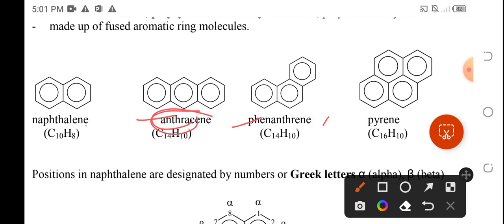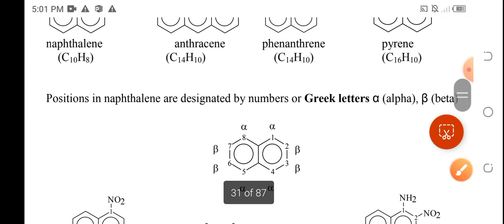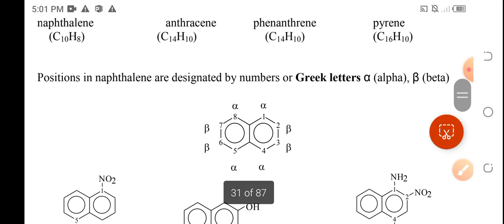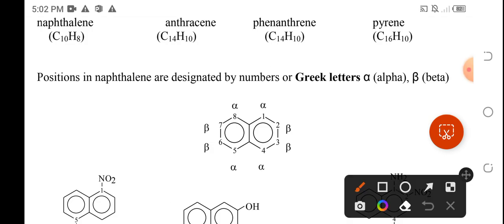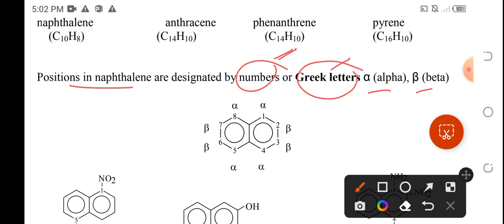Okay? Now, when it comes to the position, or kasi nga ina-number natin, no? Okay, or the locants. Now, for naphthalene, i-discuss natin. The position in the naphthalene is designated by numbers or by Greek letters alpha or beta. Okay, so dalawang numbering system. The locants could either be designated by number or by Greek letters.